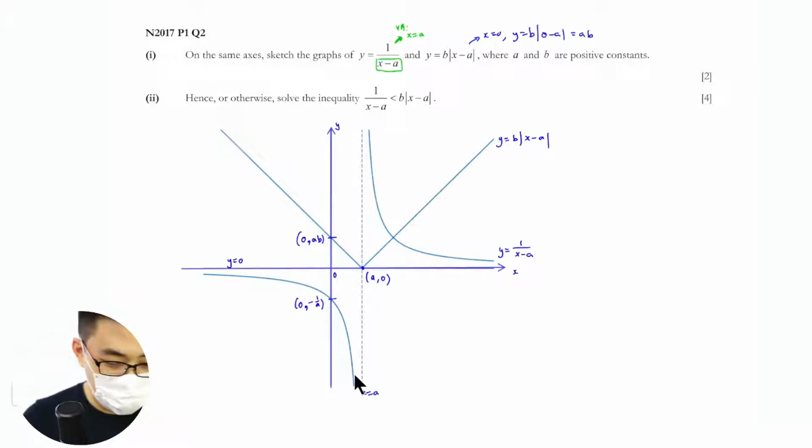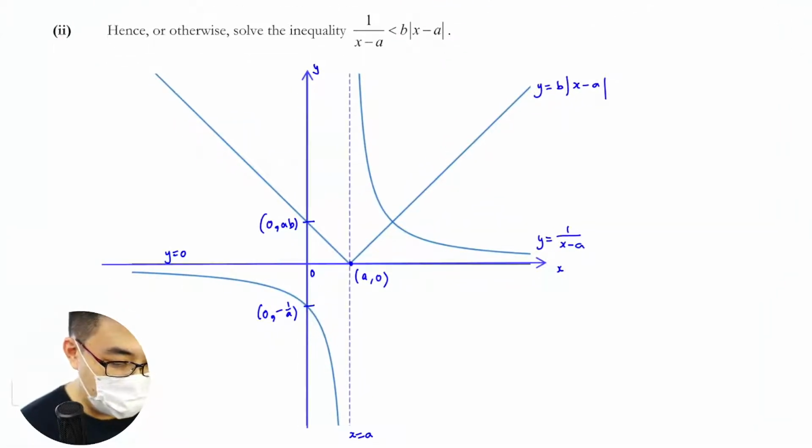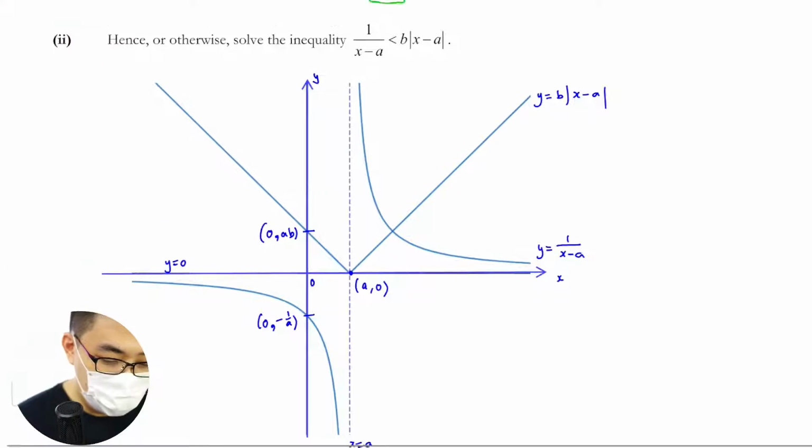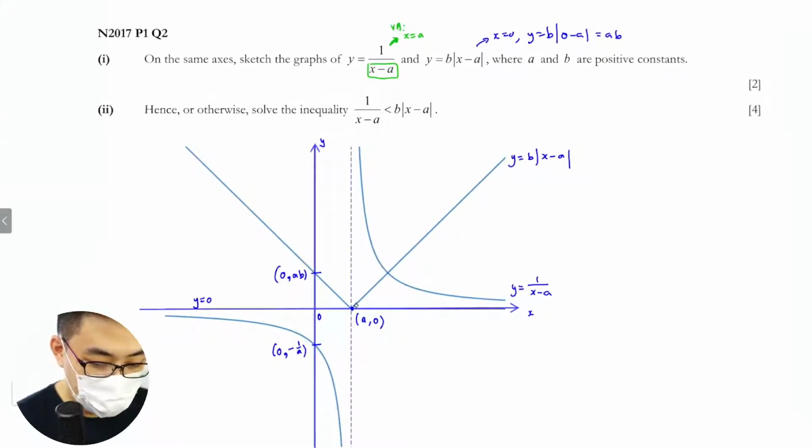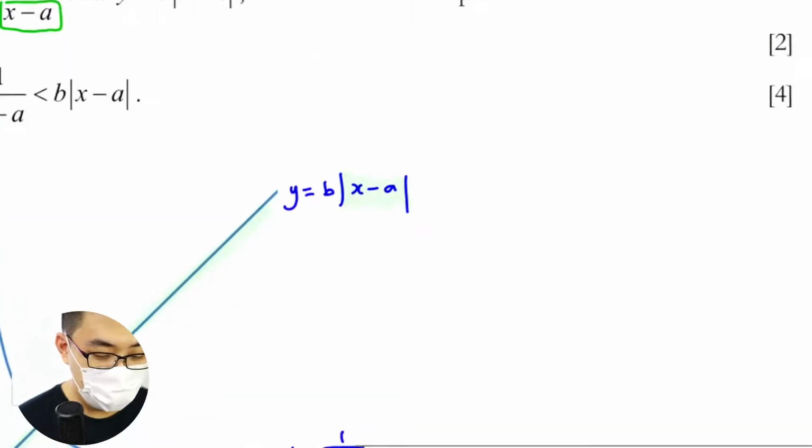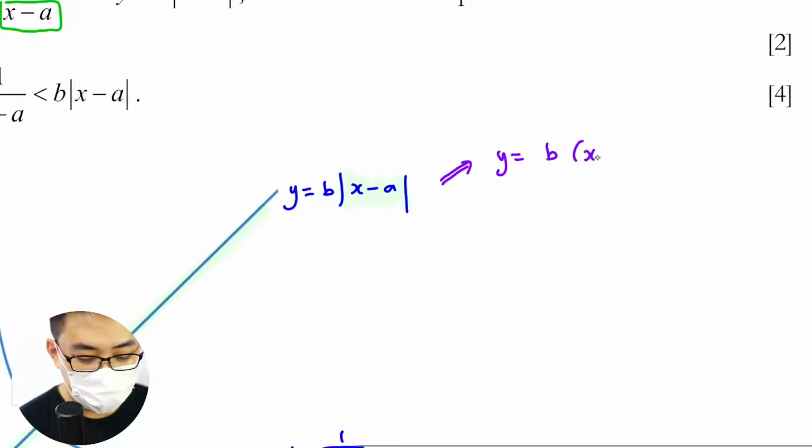So for solving the inequality, I think a lot of you already solved it. Just take note, you need to break this apart. This modulus graph has two equations there. This one will be y equals b times (x minus a), or it will break into y equals minus b times (x minus a).